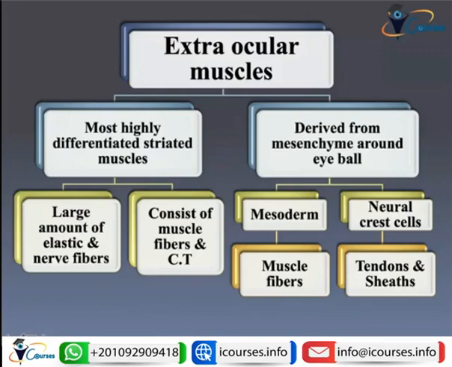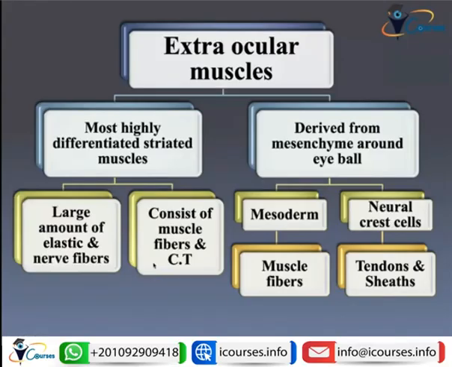When we discuss the embryology, we will see that there is a structure called mesenchyme that develops during embryonic life. This structure is made of two main things: the mesoderm and the neural crest cells. Each part of the mesenchyme will give rise to a specific structure in the extraocular muscle. The mesoderm will give rise to the muscle fibers, while the neural crest cells will give rise to the tendons and sheaths.